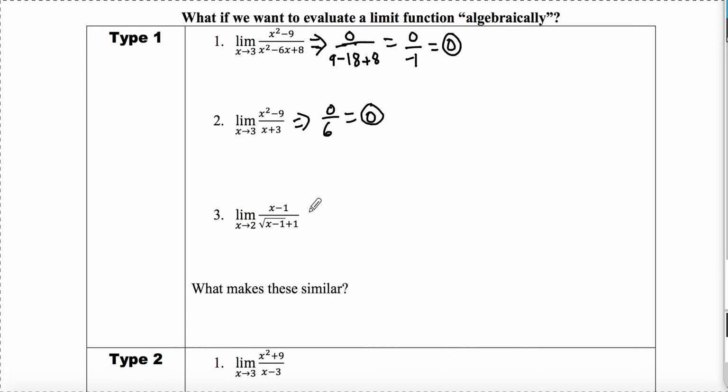All right, let's try this guy. Limit as x approaches 2. So we plug in 2. 2 minus 1 is going to give us 1 over square root of 2 minus 1. So 2 minus 1 is 1. The square root of that is 1. So that's 1 plus 1, which is going to give us half. Look at that. We got a finite value. So there we go. That is our limit, and we're done.